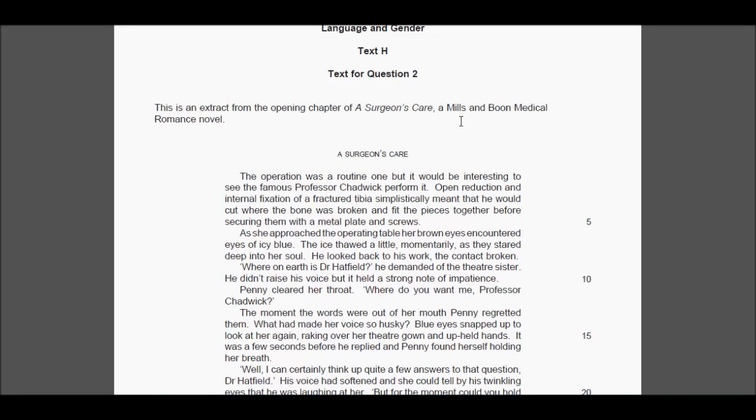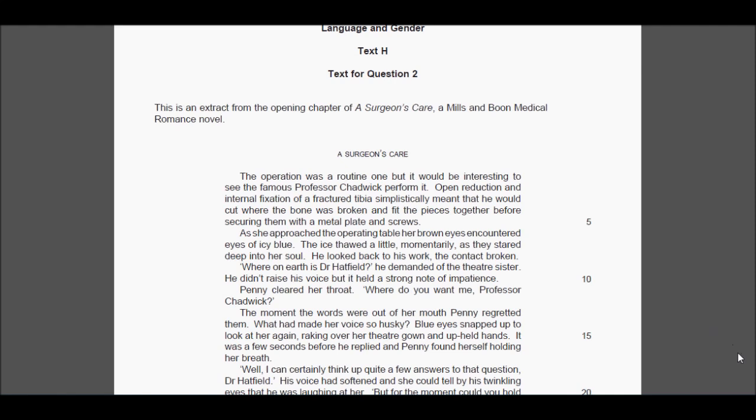The operation was a routine one, but it would be interesting to see the famous Professor Chadwick perform it. Open reduction and internal fixation of a fractured tibia simplistically meant that he would cut where the bone was broken and fit the pieces together before securing them with a metal plate and screws. As she approached the operating table, her brown eyes encountered eyes of icy blue. The ice thawed a little, momentarily, as they stared deep into her soul. He looked back to his work, the contact broken. "Where on earth is Dr. Hatfield?" he demanded of the theatre sister. He didn't raise his voice, but it held a strong note of impatience.